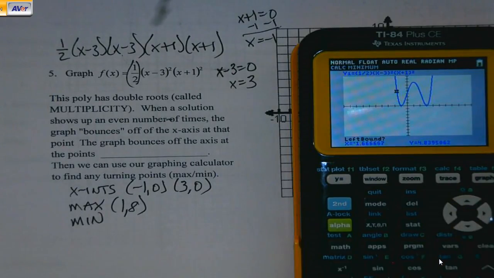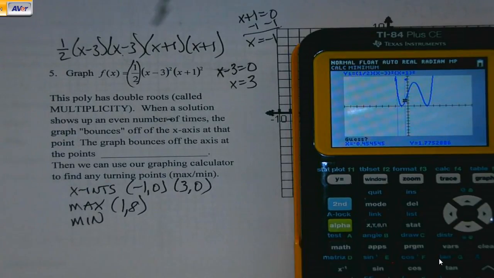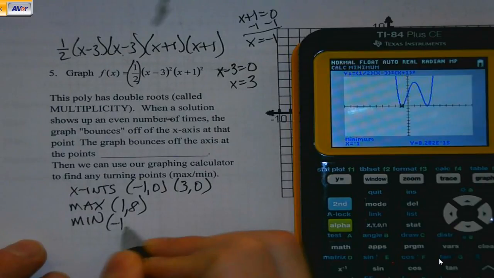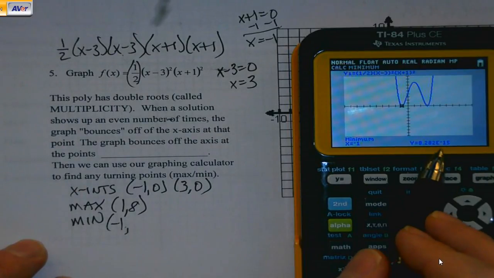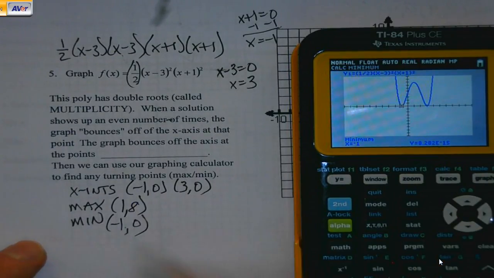1, 2, 3, 4. Enter. First boundary. 1, 2, 3, 4. 5, 6, 7, 8. Enter to set the boundary and enter to get the answer. Negative 1. Remember, I see E. E is 0.